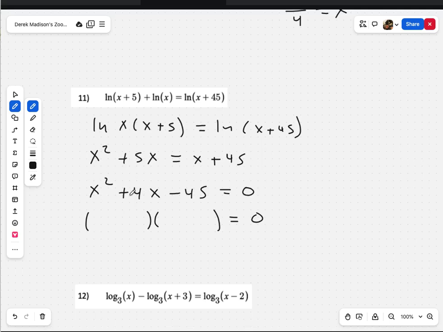So what multiplies to negative 45 and adds to 4 would be x plus 9 and x minus 5, not 4. That adds to be positive 4 and multiplies to be negative 45. So I get potential solutions of x equals negative 9 and x equals 5. As soon as you see a negative pop up, be suspicious, because you can't take the log of a negative number, so that's one of those extraneous solutions I was talking about. Multiplying these two things together picked up the real answer, but it also picked up an extra answer that doesn't check.